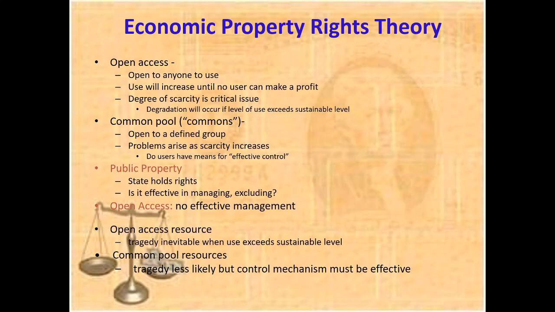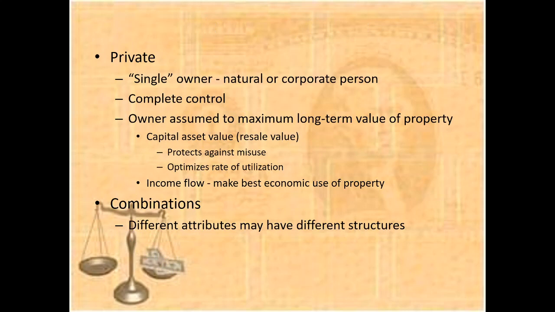But the underlying fact of this particular proposition is that common pool resources reduce this tragedy through the mechanism of effective governance, which leads to the other set of resources which is called the private resources. Private resources are those resources which have a single owner, where natural or corporate persons are the owner of these resources.